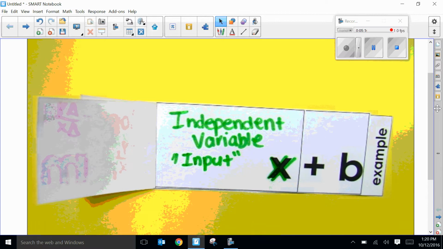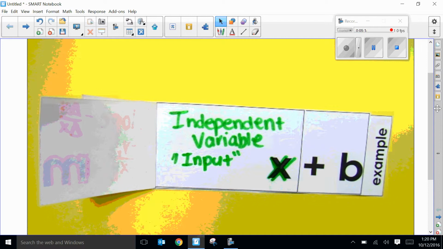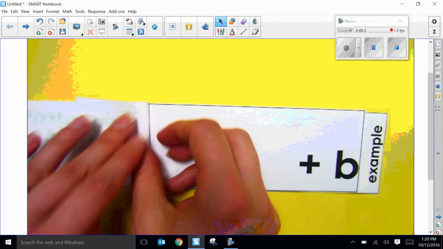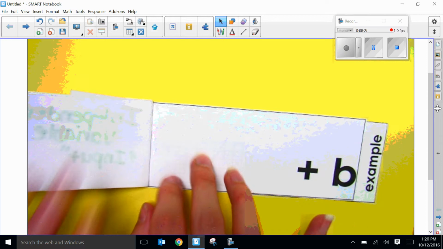Okay, we can plug in any x to find y. So let's go on to the new piece. Our new piece is b.